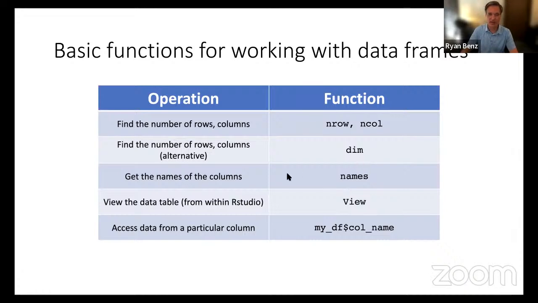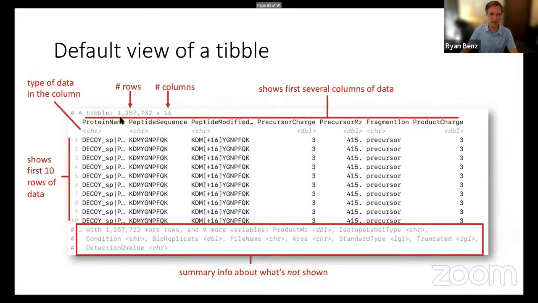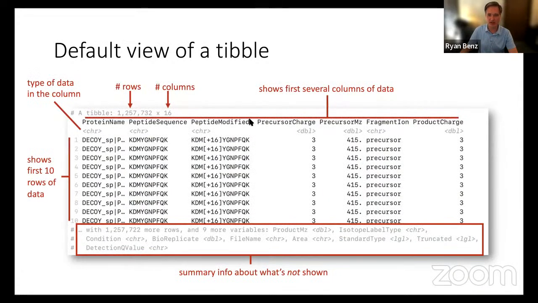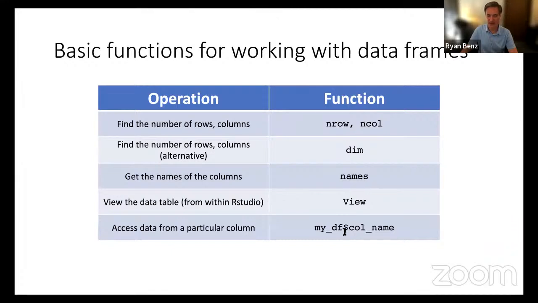If we want to get all the names of the columns here, so these things in our table, you can use the names function. I'll show this really cool thing called View, which will give us effectively an interactive table that we can use to look at our data. And then this is a little weird, but if we want to get the data from a particular column in our data frame, we can use this $ operator. So let's say we wanted to get all of the precursor charge states in this table. We could use the name of the table, then put a $ here, and then the name of the column here. So a little bit of weird syntax, but just what R uses.